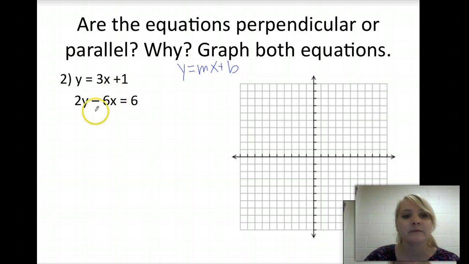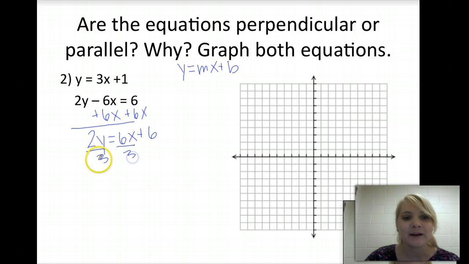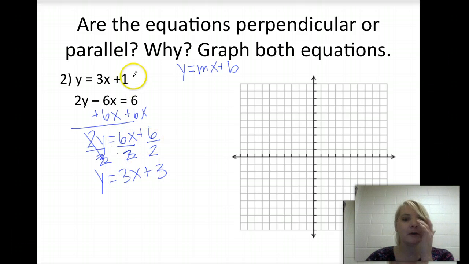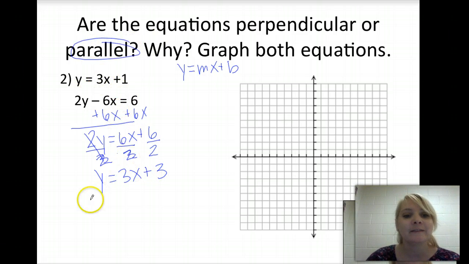Our second equation, to write in slope-intercept form, we'll add 6x to both sides. So we will get 2y equals 6x plus 6. And then we will divide both sides by 2, not 3. All right, so we get y equals 3x plus 3. So now both equations are in slope-intercept form. Now these lines are going to be parallel since the slopes are the same.